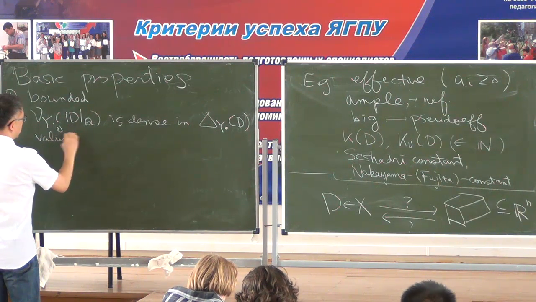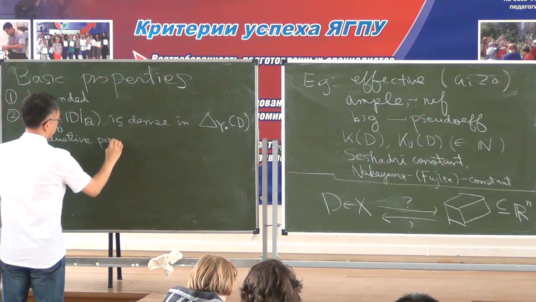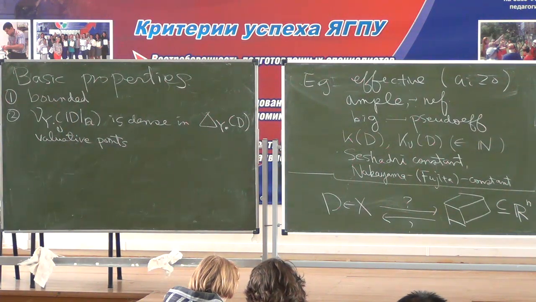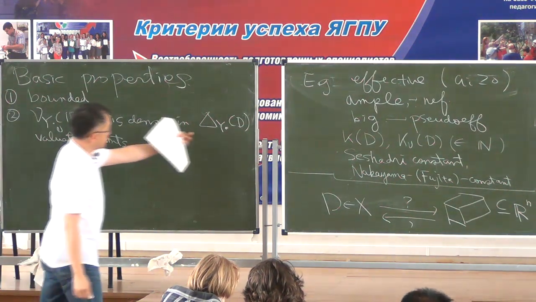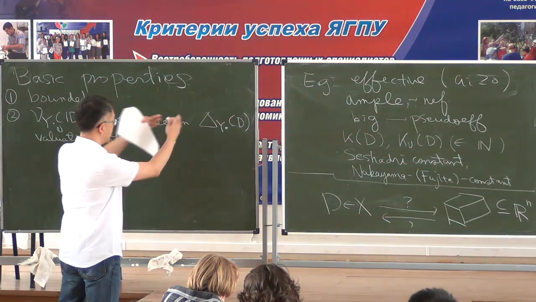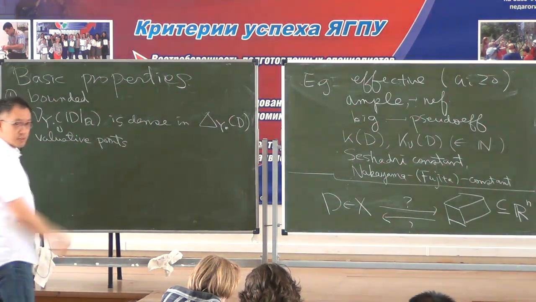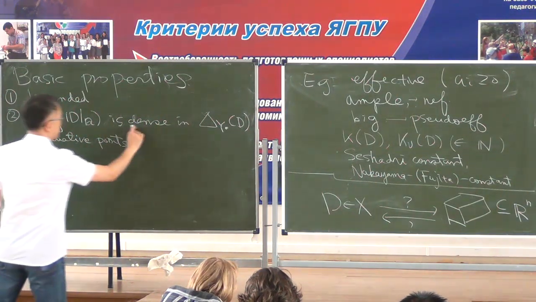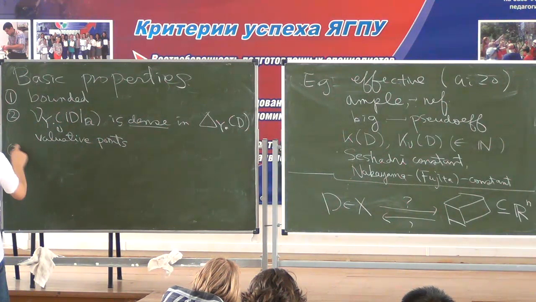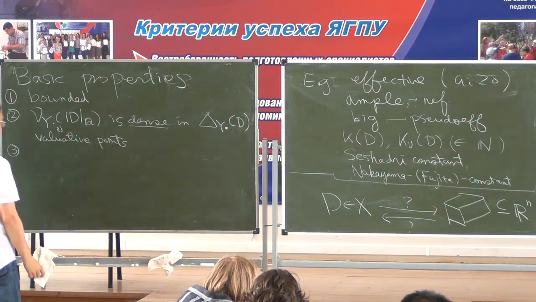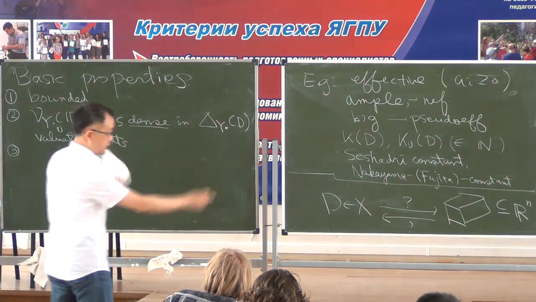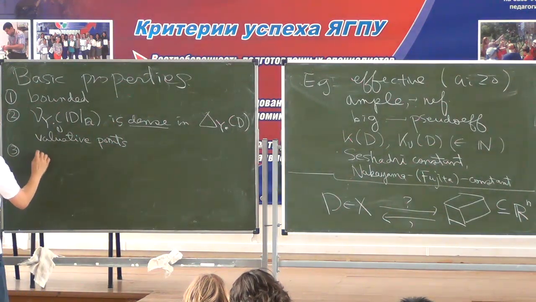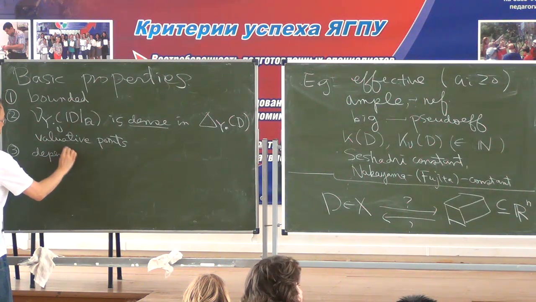Valuative. So if you take the closure, you get non-valuative points. So this is dense. 3. So of course, the shape heavily depends on the choice of your flag. So it depends. This is obvious.